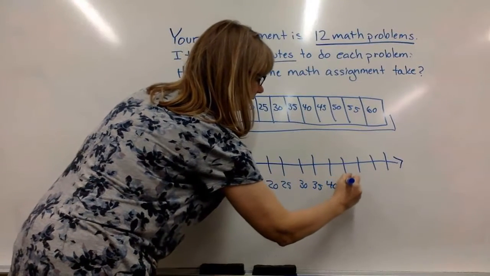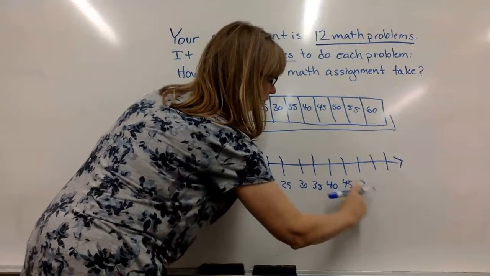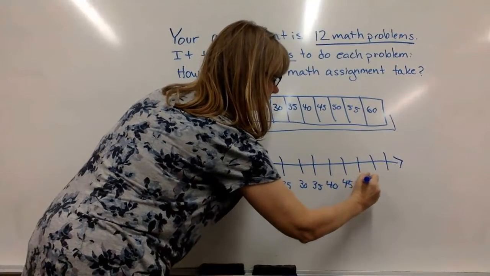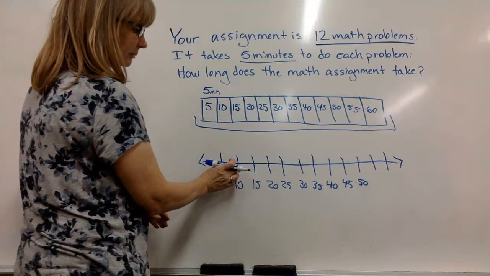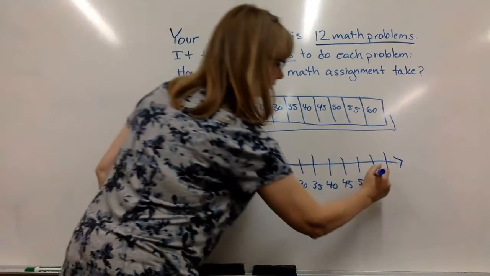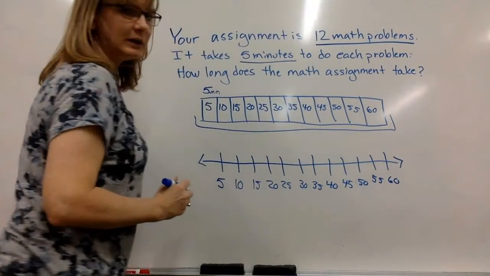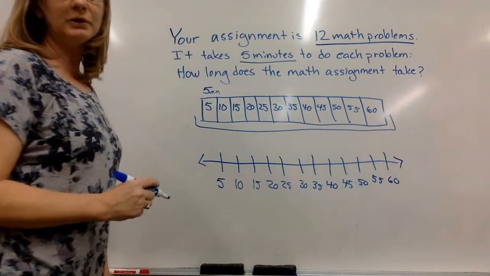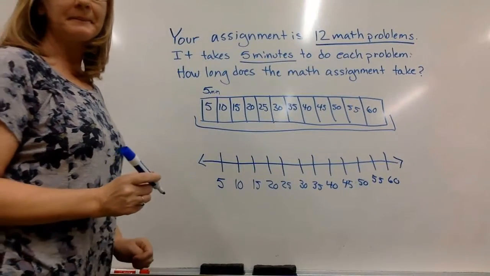There's supposed to be exactly the same amount of space in between each one. I didn't do it perfectly because I didn't use a ruler. Some of my spaces are bigger, like this one's really big, this one's kind of small. They're supposed to be exactly the same distance apart. If you make your own, you can use a ruler, but you don't have to on your assignment today.